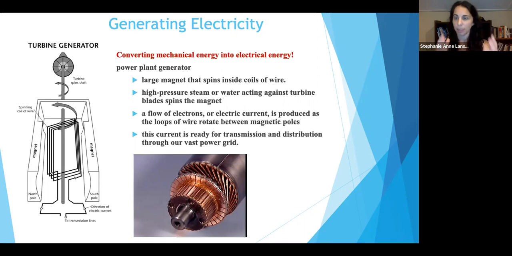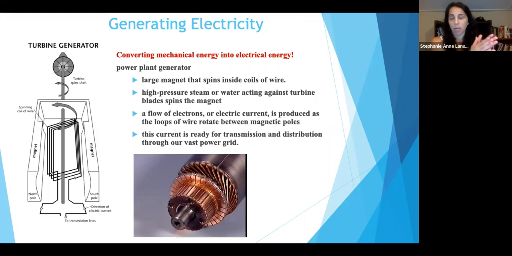It's this turbine generator. And so what happens is, again, you see we have a spring of coils here, and we have the turbine that all it's doing is moving the shaft. Okay, that's the important part. And it's moved around a magnet.